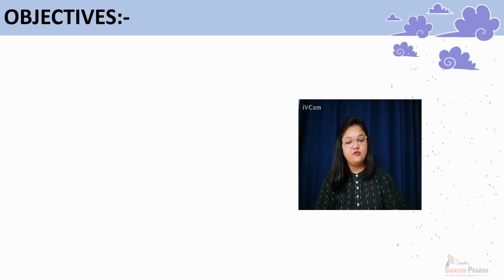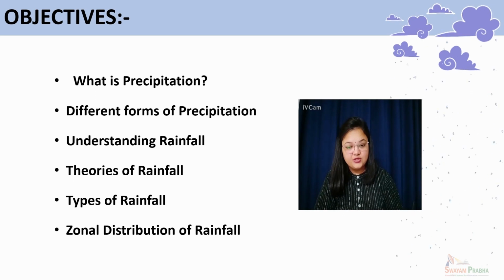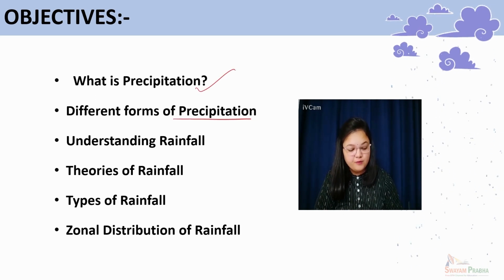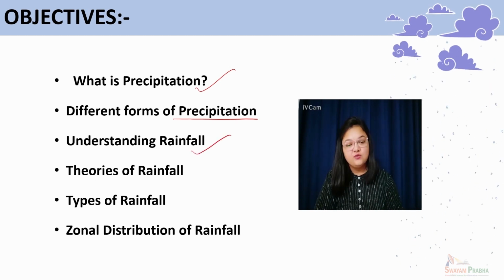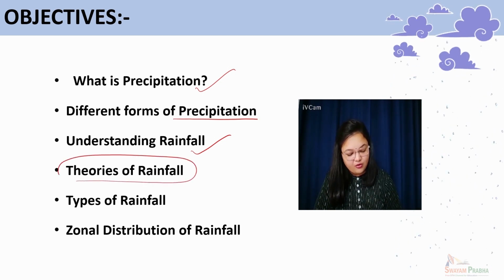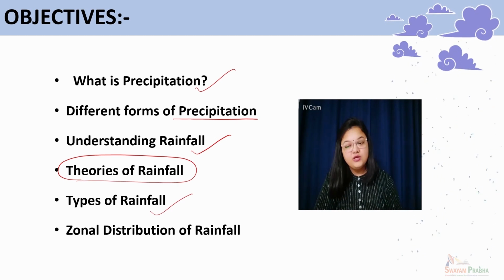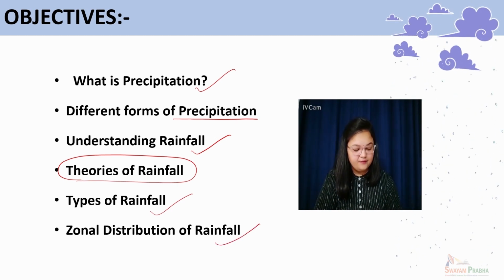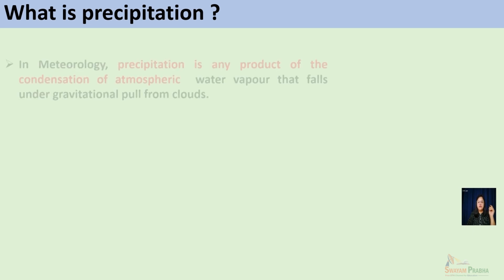The main objective of this particular video is to understand what is precipitation in general, different forms of precipitation, understanding rainfall as one of the most commonly seen forms of precipitation, and theories which are associated with the formation of rainfall, types of rainfall, and zonal distribution of rainfall. We will start with simply what is precipitation.